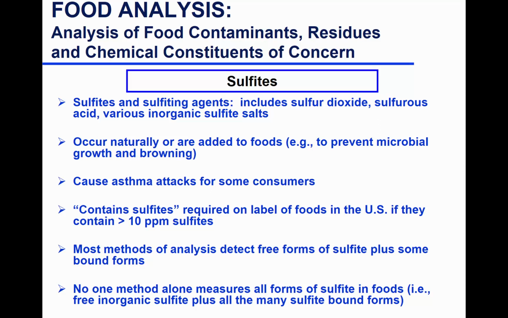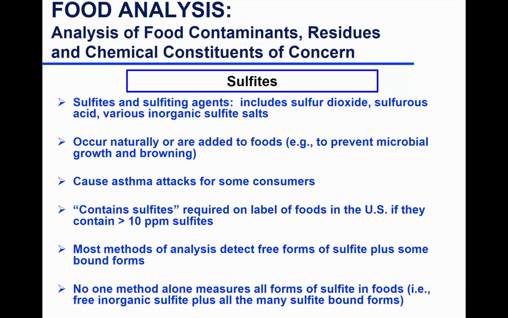If we look at sulfites, sulfiting agents include sulfur dioxide, sulfurous acid, and various inorganic sulfite salts. They can occur naturally or be added to food as a preservative and to prevent browning. Some people have sensitivity to it, so they have a reaction, not an allergenic reaction, but kind of an asthma attack reaction to it.